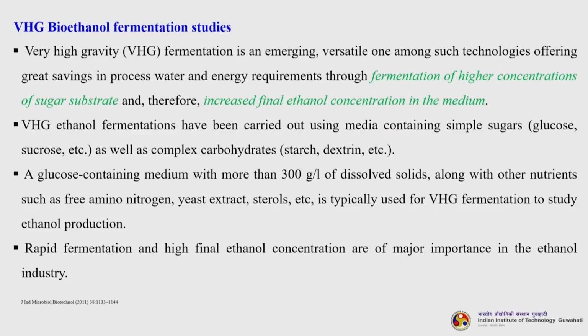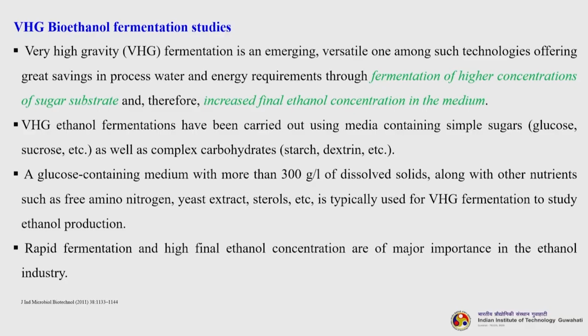VHG ethanol fermentations have been carried out using media containing simple sugars like glucose, sucrose etc., as well as complex carbohydrates such as starch, dextrin etc. A glucose containing medium with more than 300 grams per liter of dissolved solids along with other nutrients such as free amino nitrogen, yeast extracts, sterols etc., is typically used for VHG fermentation to study ethanol production.